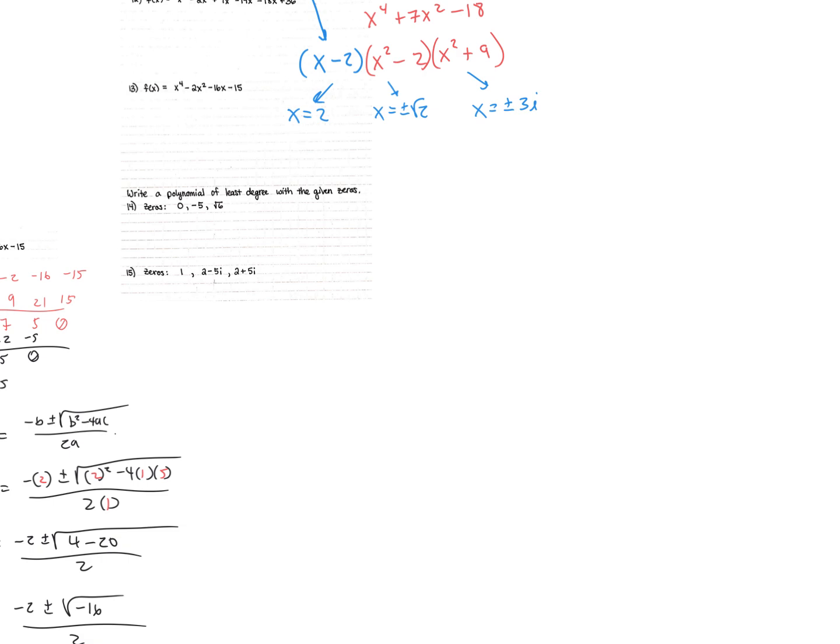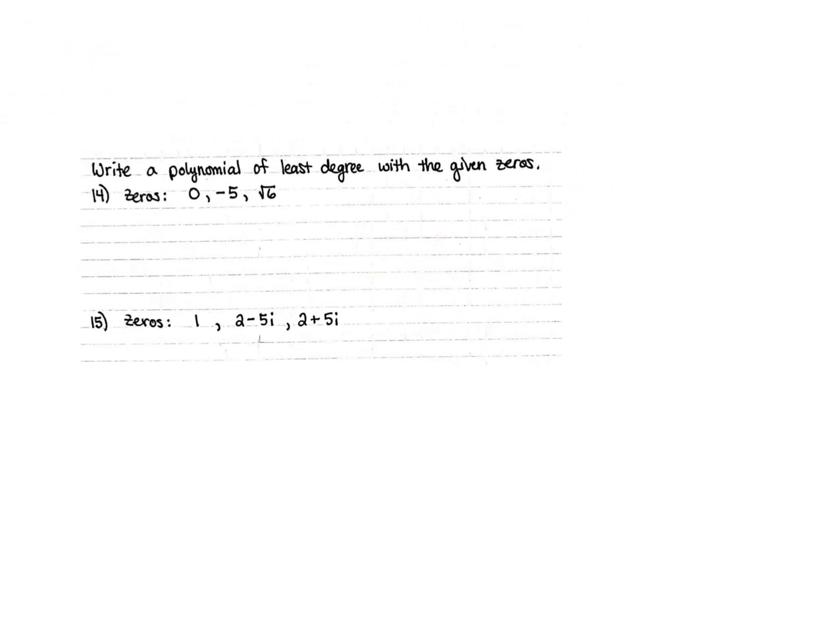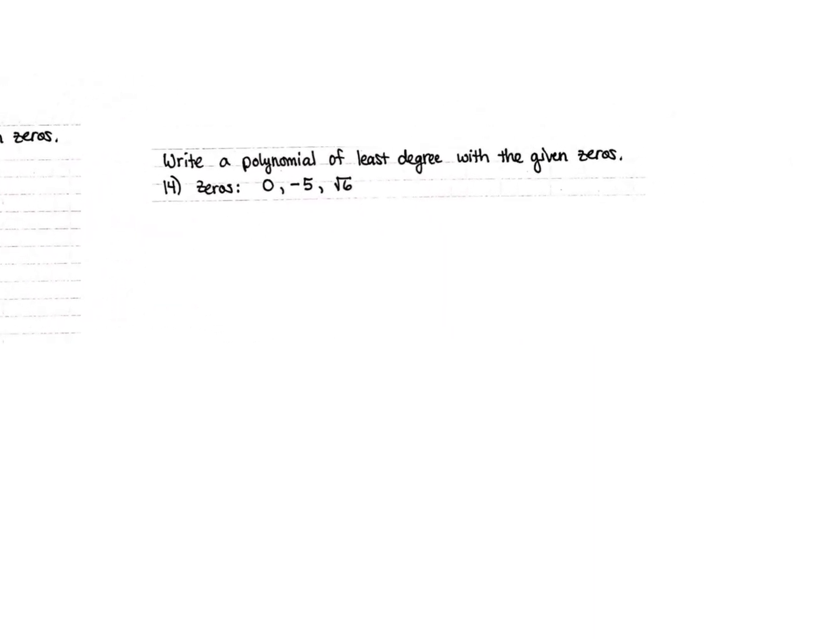All right, looking at these. Write a polynomial of least degree with the given zeros. Hopefully, my student is remembering that anytime you have a rational or irrational zero, that means the conjugate is also the case. So that would be a negative radical.